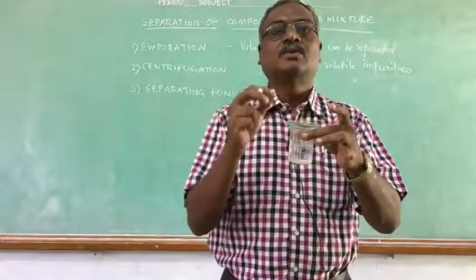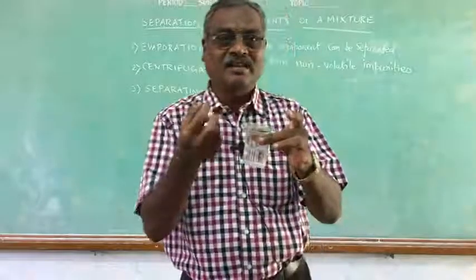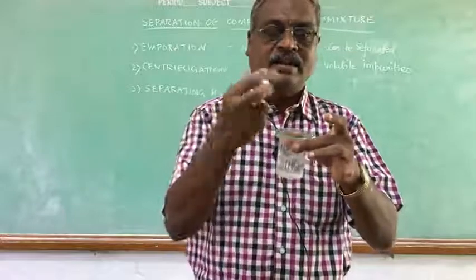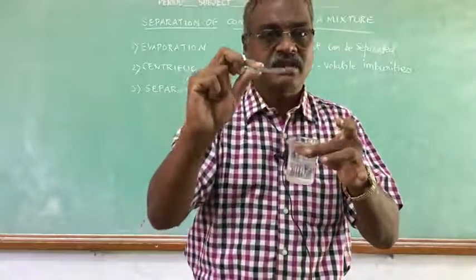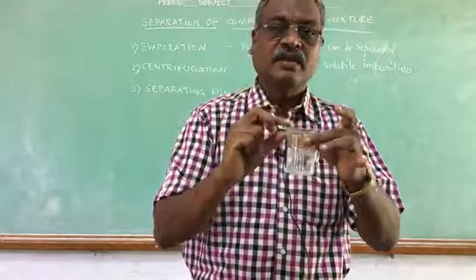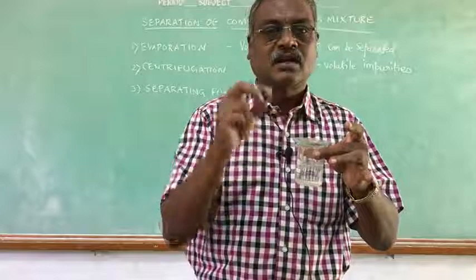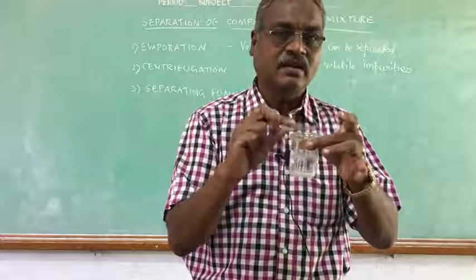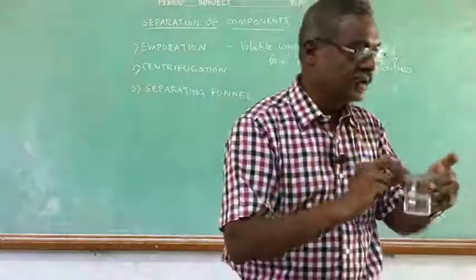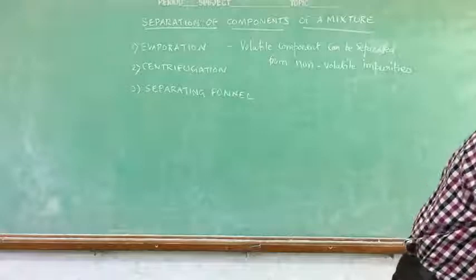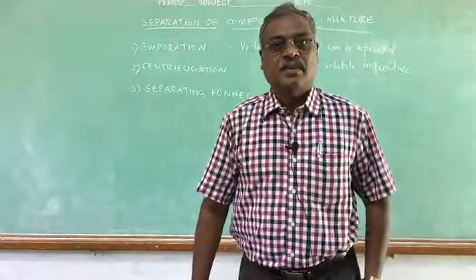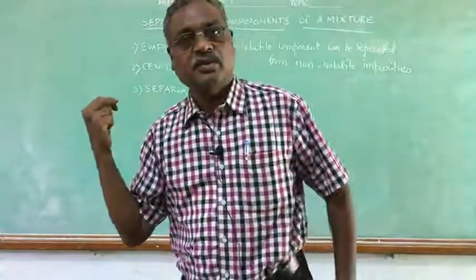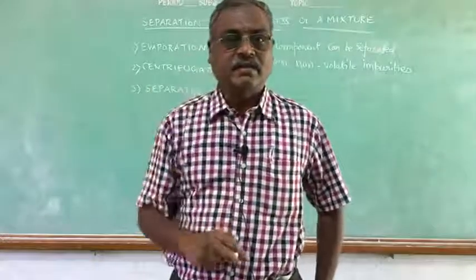It will evaporate. In the red ink, there is a dissolved component. A dye was dissolved in water. So water will evaporate, whereas the red dye will deposit in the watch glass itself. So here the volatile component is water. The non-volatile component is the red color dye, which will deposit here. So this technique is known as evaporation. By evaporation we can separate salt and water. And as I told, in the ink the dye can be separated.